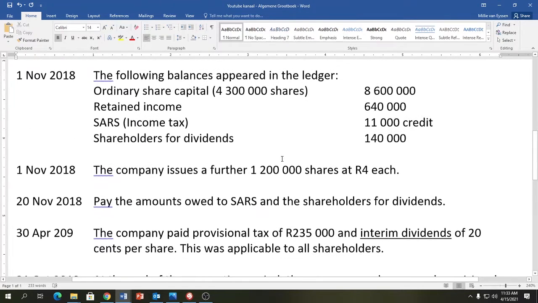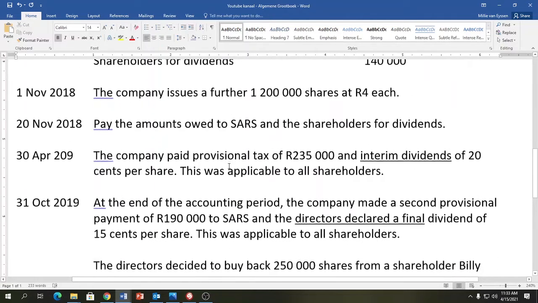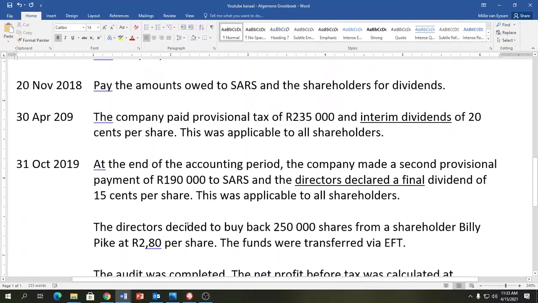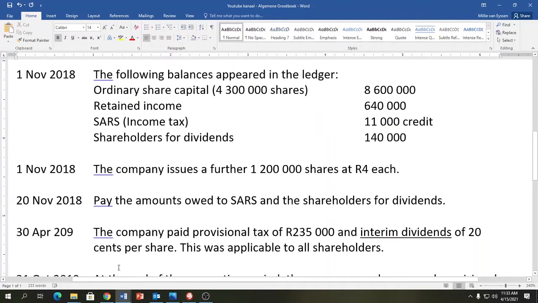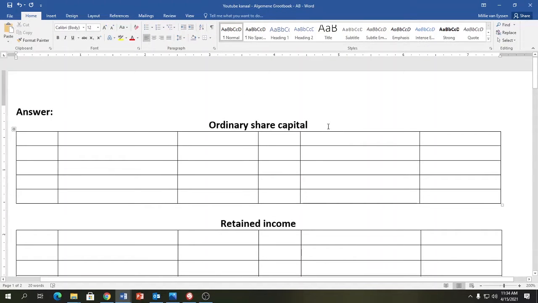So if we look at the activity, they will always start by giving us a couple of balances. I've got ordinary share capital, retained income, SARS, and dividends. And then I've got a list of transactions. So the first thing that I'm going to do is fill in those balances in my general ledger. So without further ado, let's start.